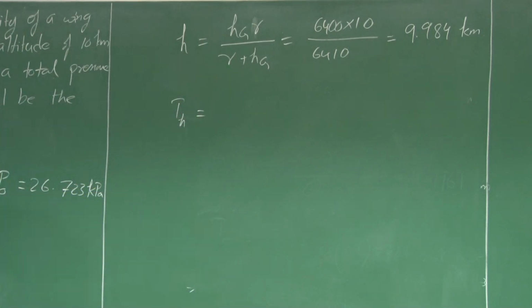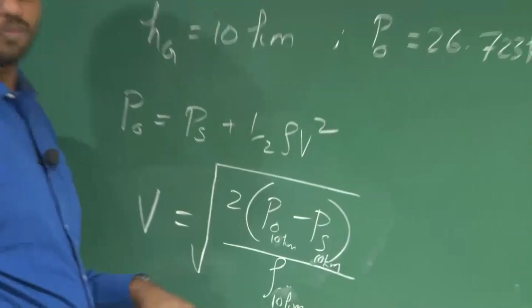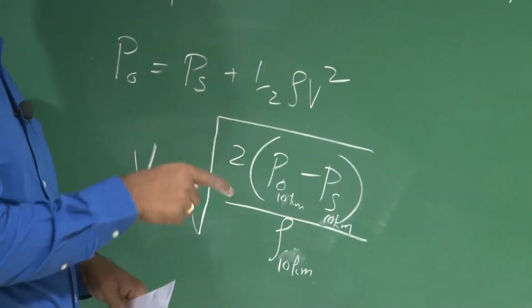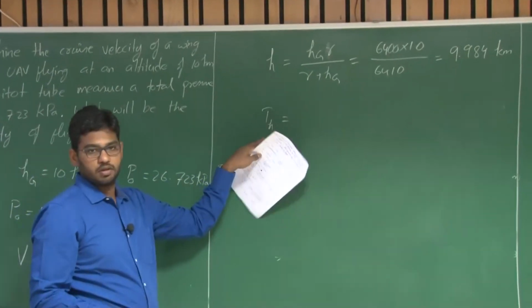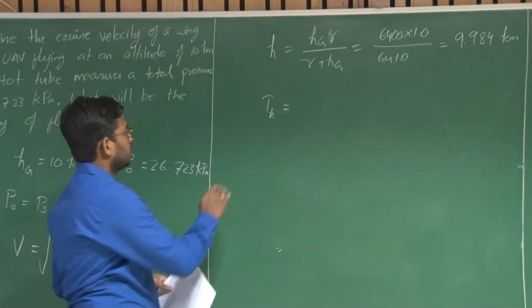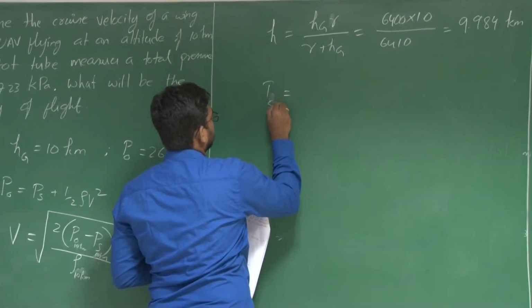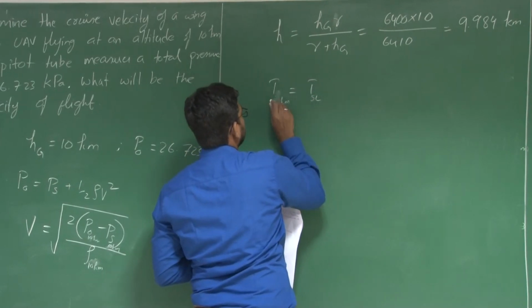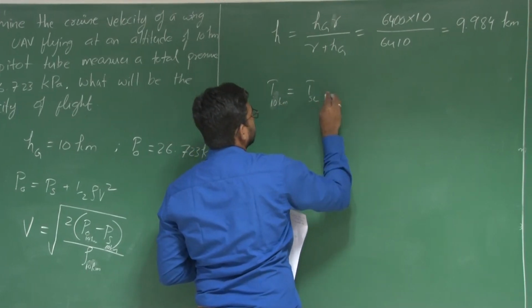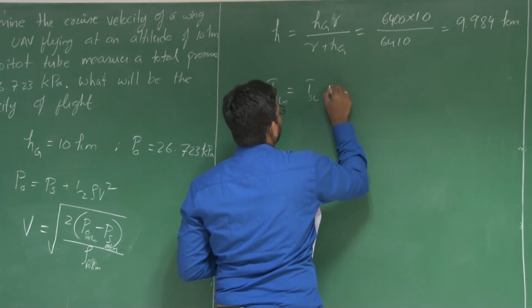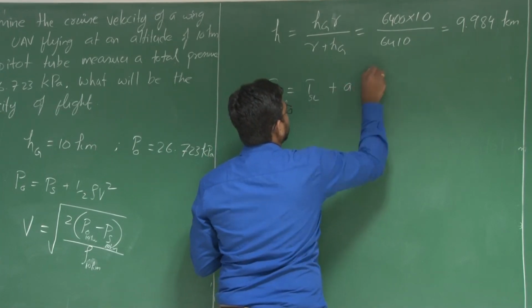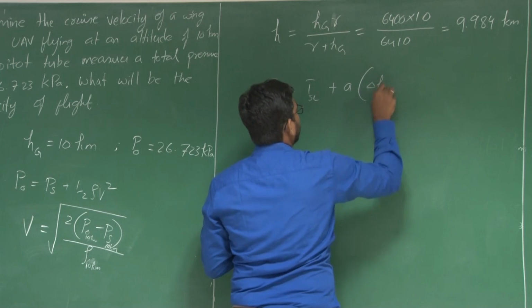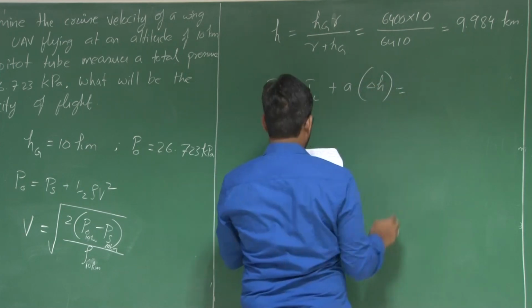Now the corresponding temperature at that altitude is? Why? Because if I want to know what is the static pressure at 10 kilometers, in the previous example we witnessed we need to find temperature at that particular altitude, right? So T at 10 kilometers, from the definition of lapse rate, is T at sea level plus lapse rate times delta H.